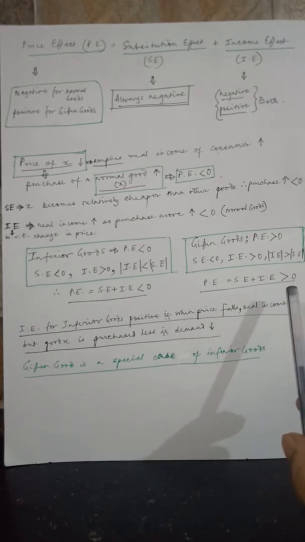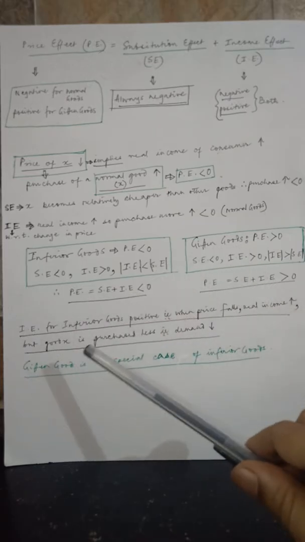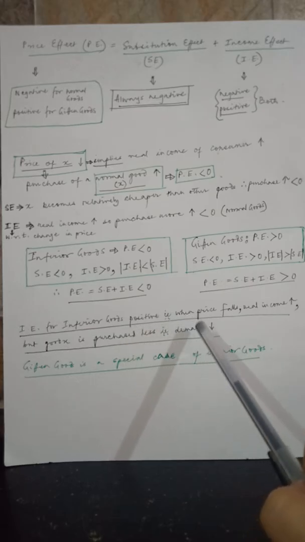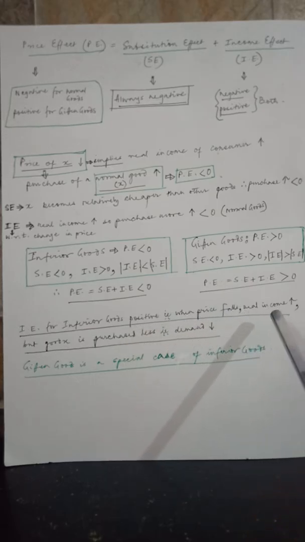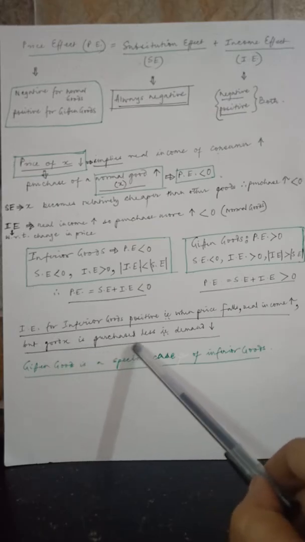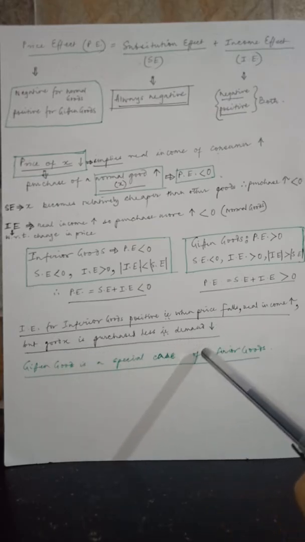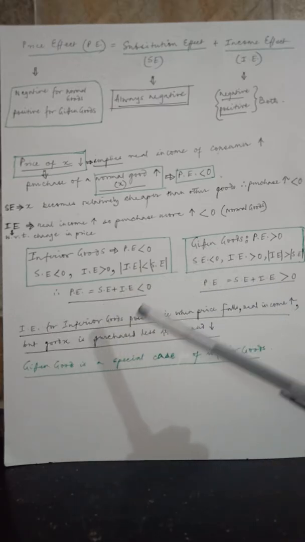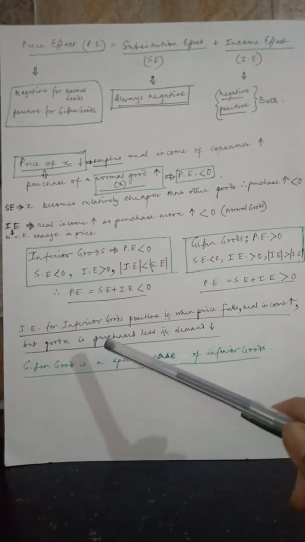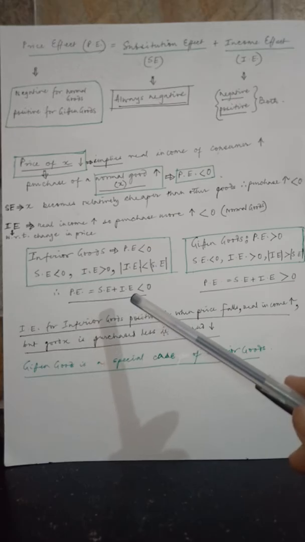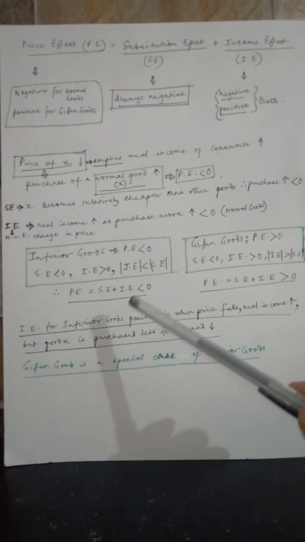Now for Giffen goods, price effect will be positive. Income effect for inferior goods is positive. When price falls, real income increases, but good X, if it is inferior, is purchased less, that is demand is decreasing. So price falls, demand falls, income effect is positive, as I said earlier. And for inferior goods, income effect is less than substitution effect. So substitution effect is more, so the price effect is negative.